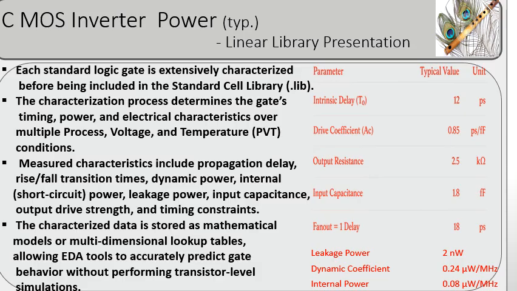However, because actual CMOS behavior is nonlinear with respect to input slew, output load, supply voltage, and operating conditions, the linear model serves only as a first-order approximation. For accurate timing and power verification in today's nanometer technologies, modern ASIC design flows employ nonlinear characterized library models, which are introduced in the next slide.